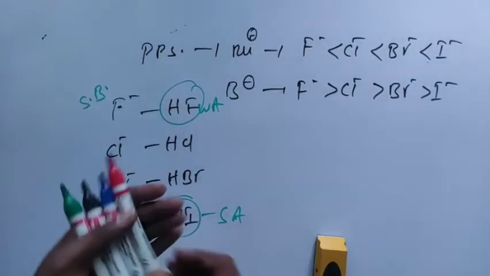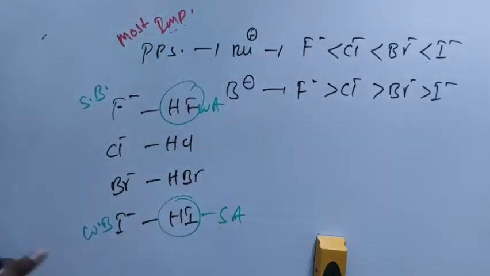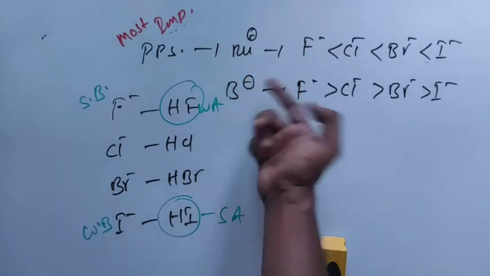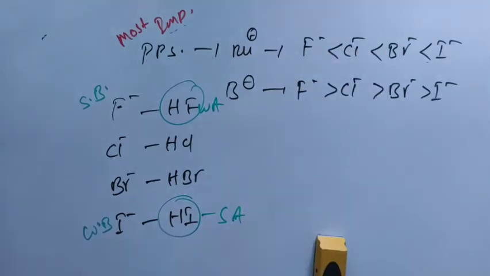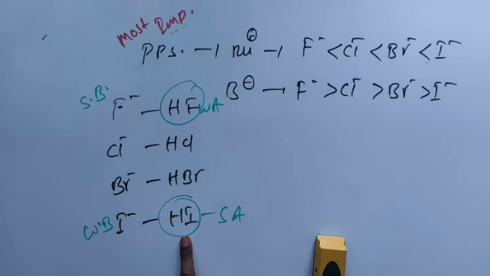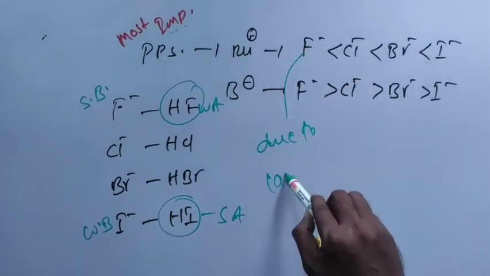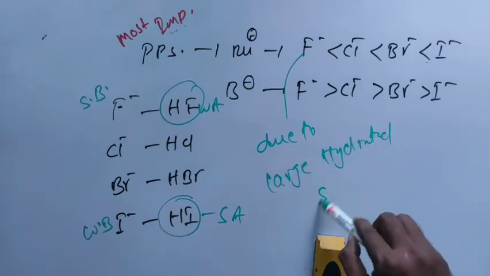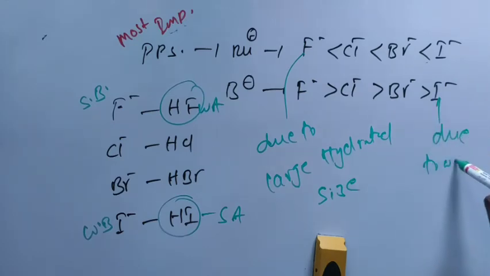In polar protic solvent, this is the most important point for competitive examinations. Fluoride ion is a bad nucleophile because the hydrated fluoride ion size is larger. I minus is a weak base because the corresponding acid is stronger. So F minus is a bad nucleophile due to large hydrated size, and I minus is a weak base.